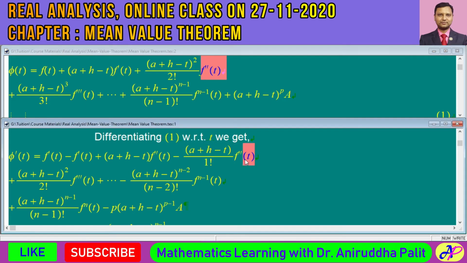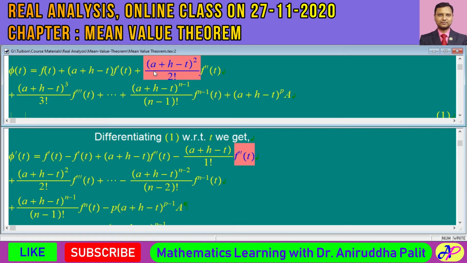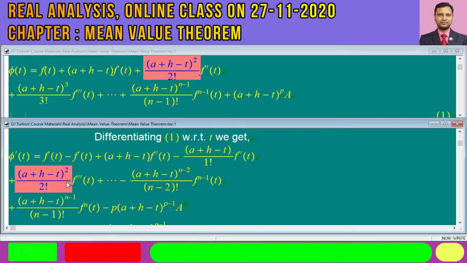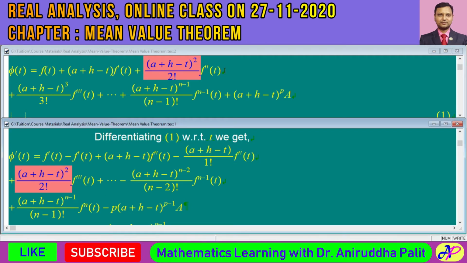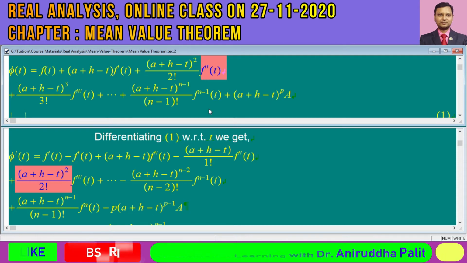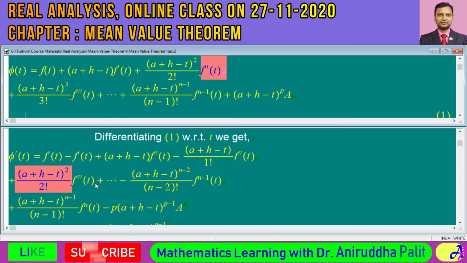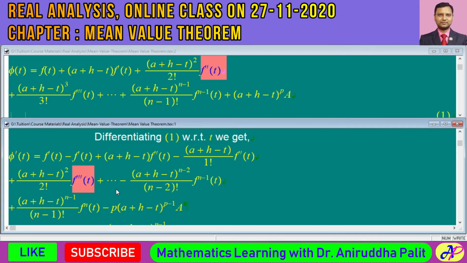So we will have f double dash t. Now afterwards, what we need to do? We need to keep this first term fixed. So we are keeping this first term fixed, and then we need to differentiate this f double dash t so that we will get f triple dash t.